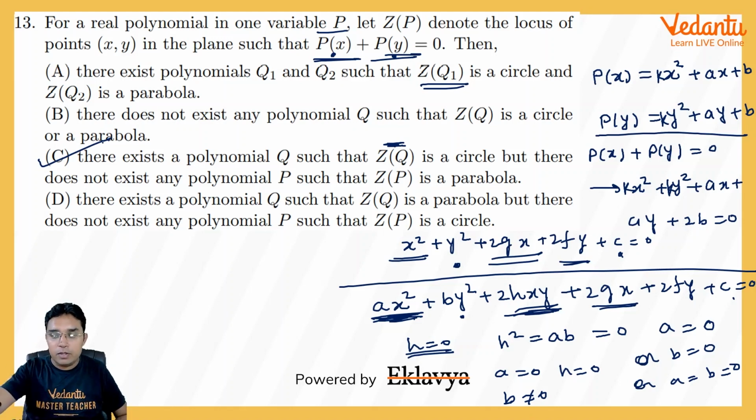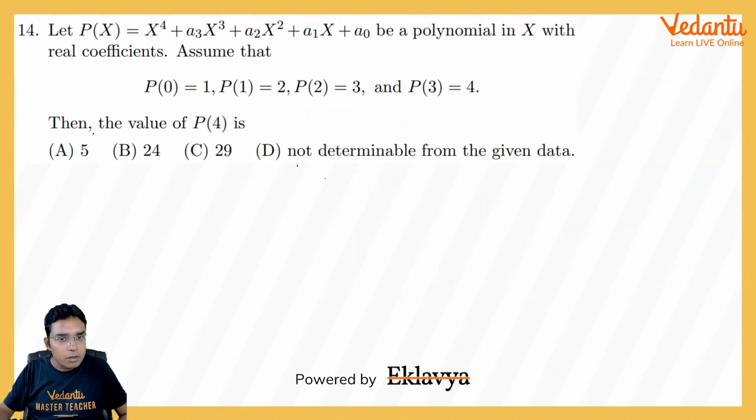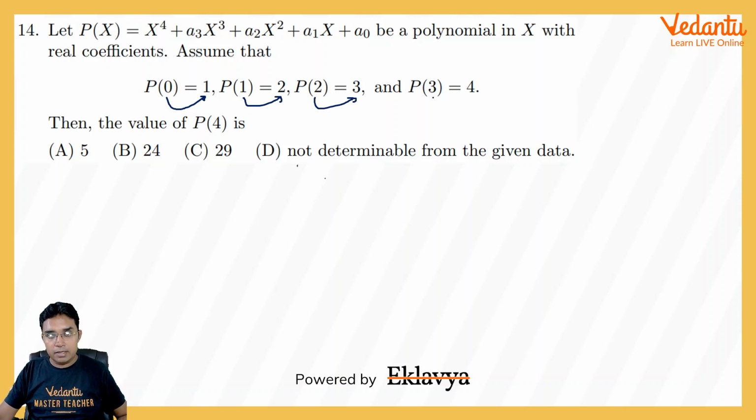Okay, now coming to the next question, 14. We are given px is equal to x power 4 plus a3 x cube plus a2 x squared plus a1 x plus a0, a polynomial in x with real coefficients. Assume that p0 is 1, p1 is 2, p2 is 3, p3 is 4. Dear all, please see the pattern. At 0 the value is 1, at 1 the value is 2, at 2 the value is 3, at 3 the value is 4.